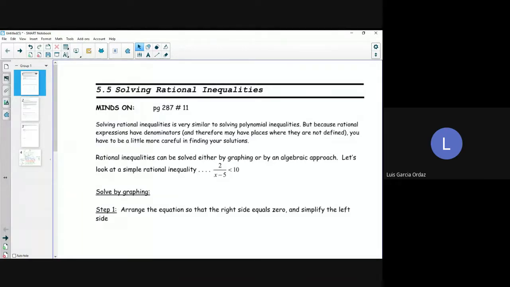Which is solving rational inequalities. Remember, with rational equations, you can cross multiply. But when it comes to rational inequalities, you cannot cross multiply. So let's just start with the first example.